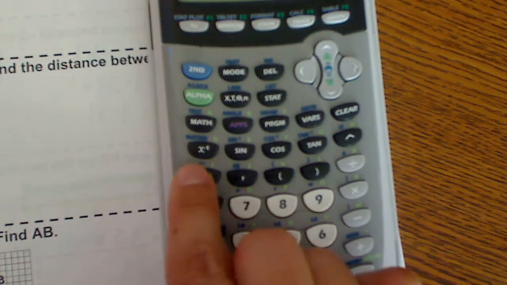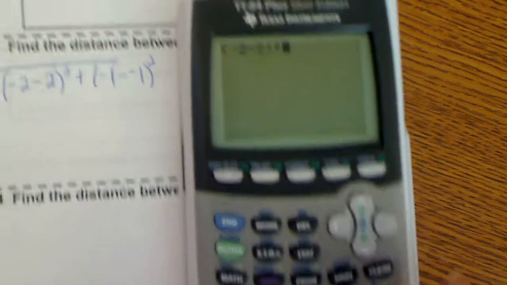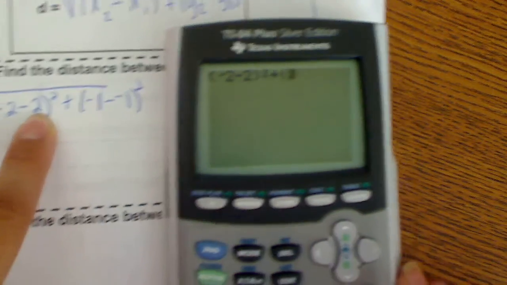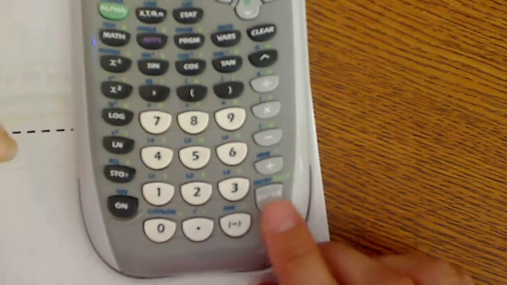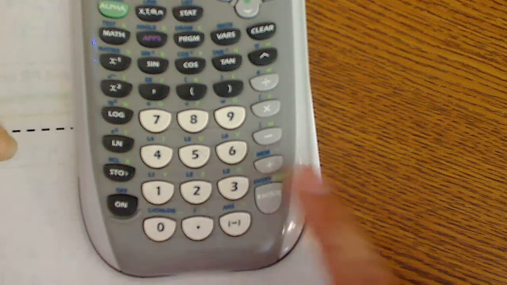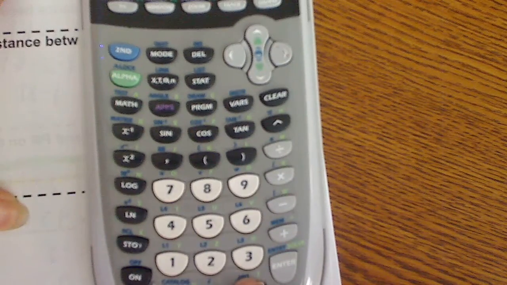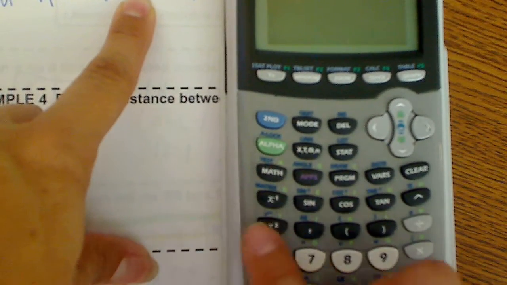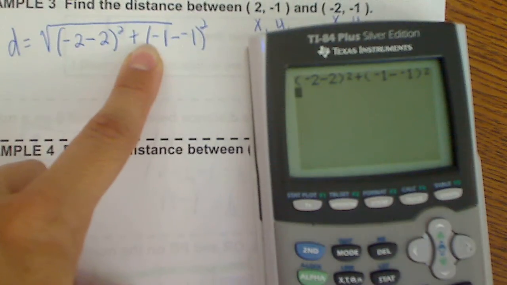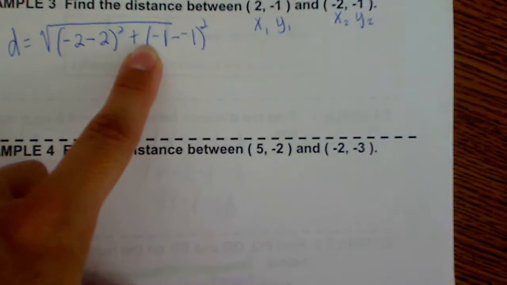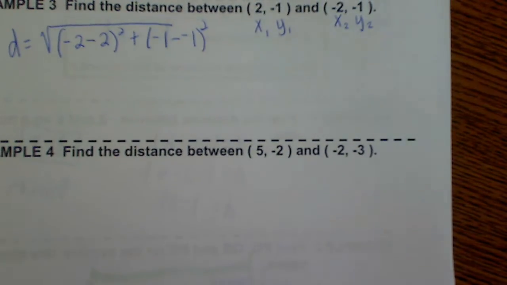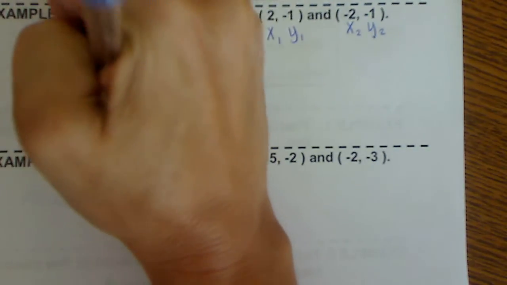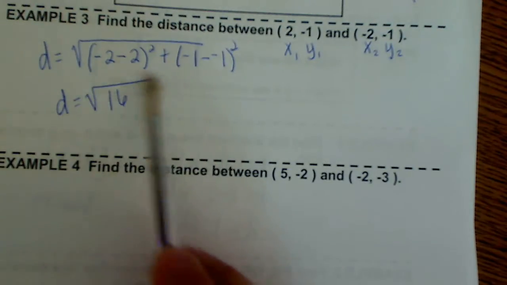Here's my 7, just looking up right there, that's my squared. And then I put plus, parentheses, -1. Again, here's my negative down here, -1 minus a -1, close parentheses, and then squared again. So here's my squared. Okay, I'm gonna press enter. Okay, what'd y'all get? Okay, so remember that's all underneath the square root. Okay, so don't forget that that square root's still there.